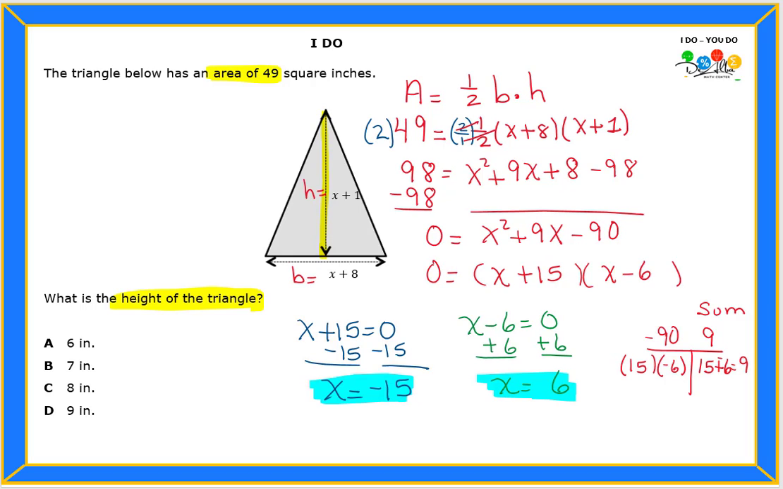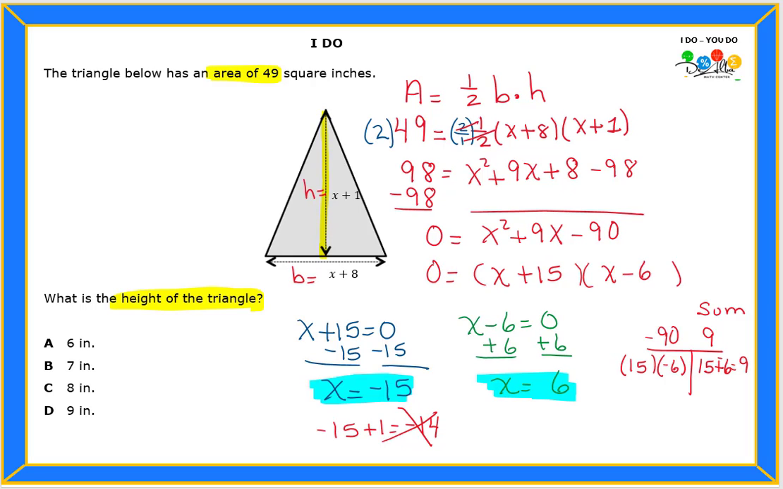But remember, since we're looking at the height, which is something that it cannot be negative, I don't think x equals to a negative 15 would be an answer, but you can always check it out. So the height is x plus 1. So if x is a negative 15, I will have negative 15 plus 1, and that gives me a negative 14, which, like I said earlier, it cannot be a negative, so that cannot be my answer.